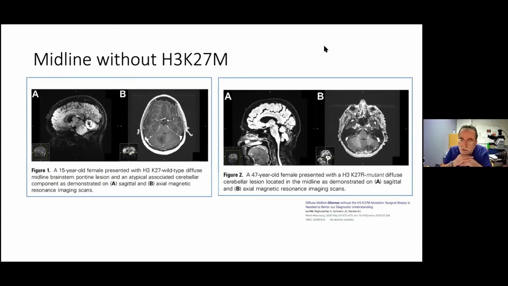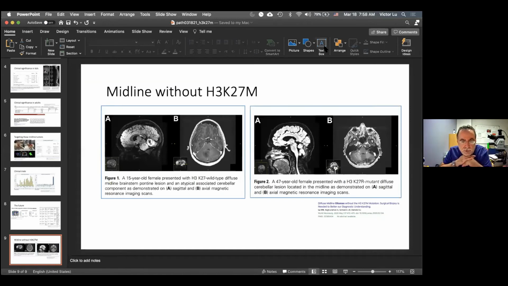Yeah, it's not recommended to use the term diffuse midline glioma for those who do not harbor H3K27M. I think it's recommended to stick with DIPG for the time being to avoid any confusion.